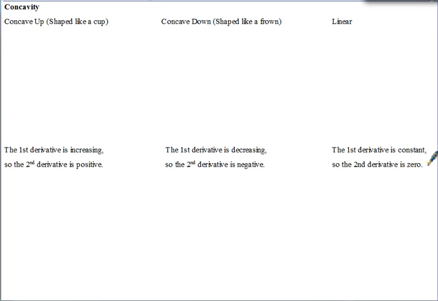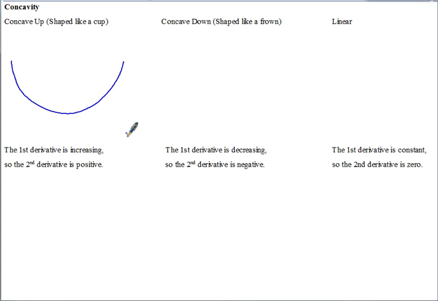These are the notes for AP Calculus on the topic of concavity. So concavity refers to the shape of a graph other than something that's linear. When something's concave up, it looks something like this. A little mnemonic device to help you remember that is shaped like a cup. Concave up, shaped like a cup.